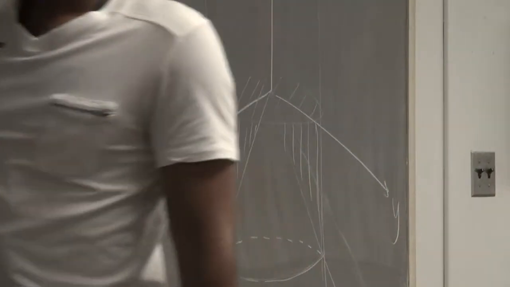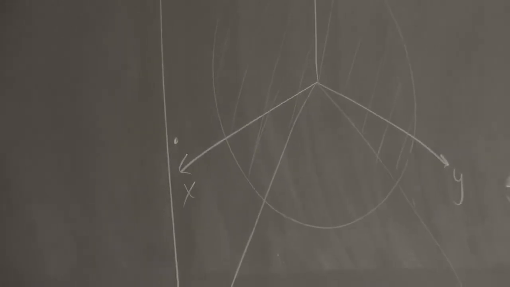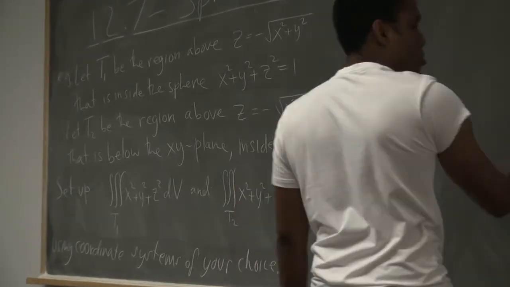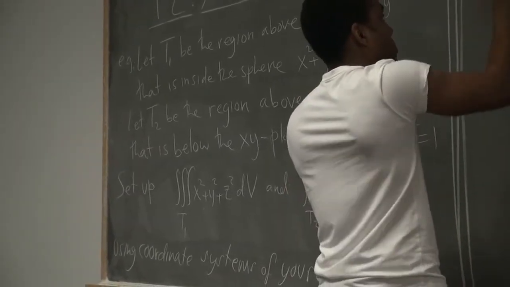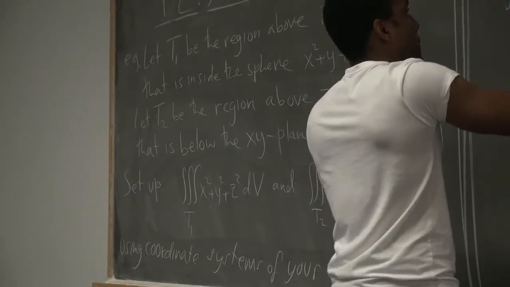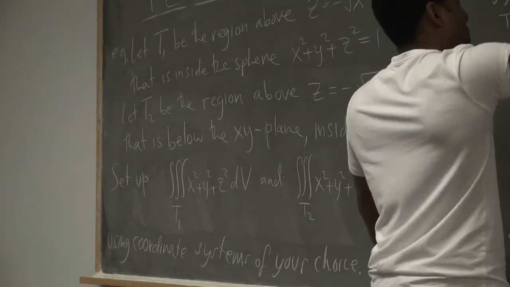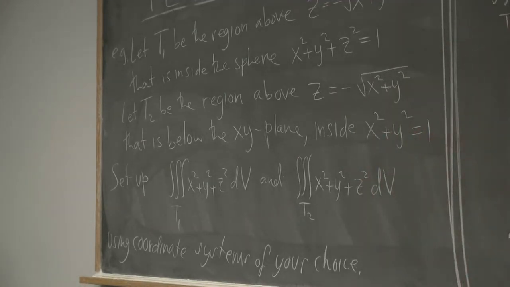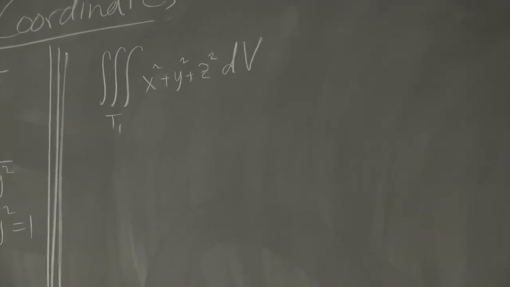Now, set up those two triple integrals. And which coordinate system would you choose? So if I'm setting up T1 of that thing, which coordinate system would you choose? And then once you choose it, how would you actually execute it?